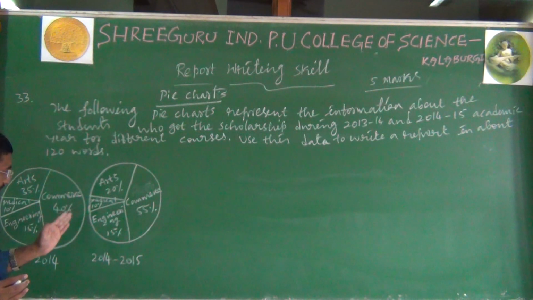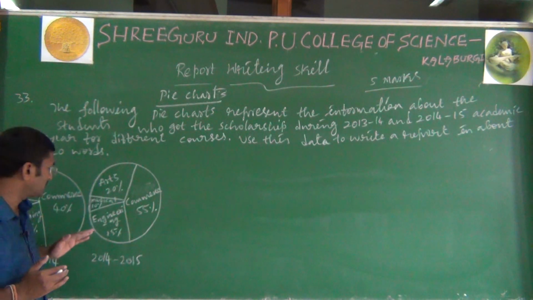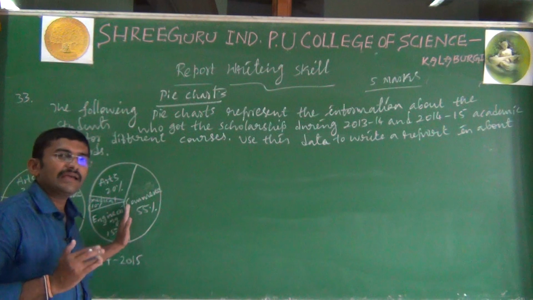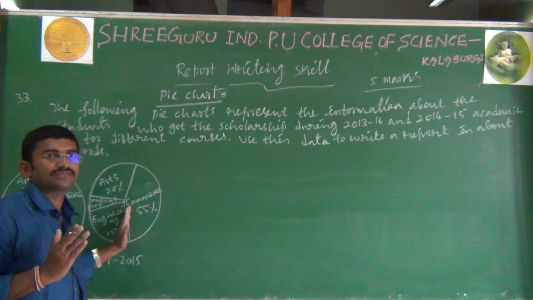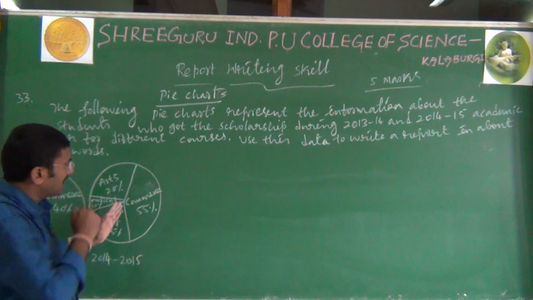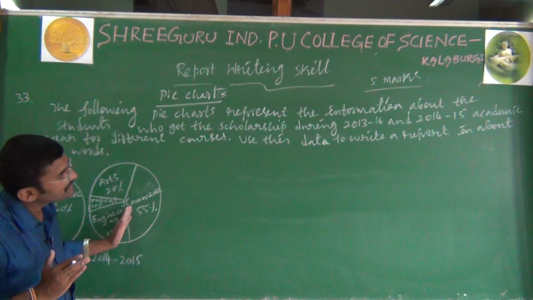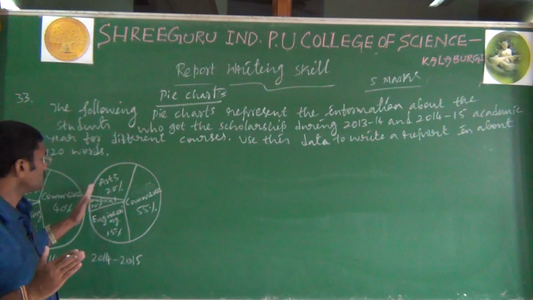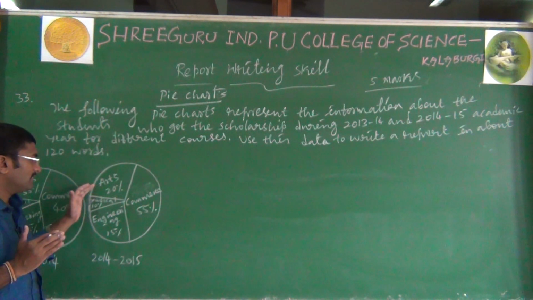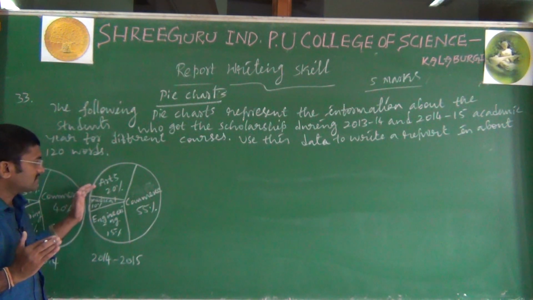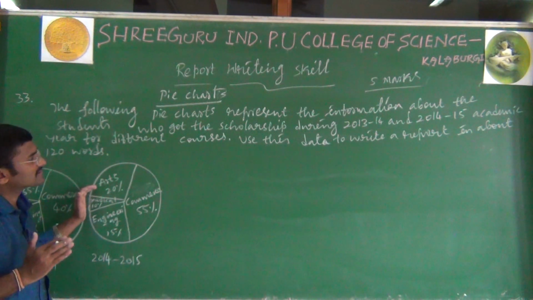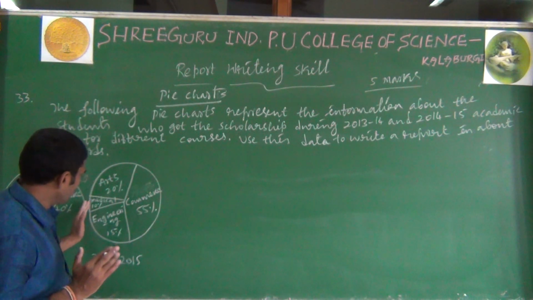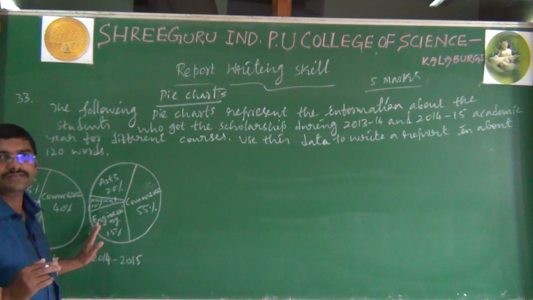And coming to 2014 and 15, the second pie chart's data says that here also we find commerce with the highest number of students, more students have got scholarship during 2014 and 15 with 55%. Right, next coming to arts, for arts also we find 20% scholarship is being given. For medical only 10%, for engineering 15%.